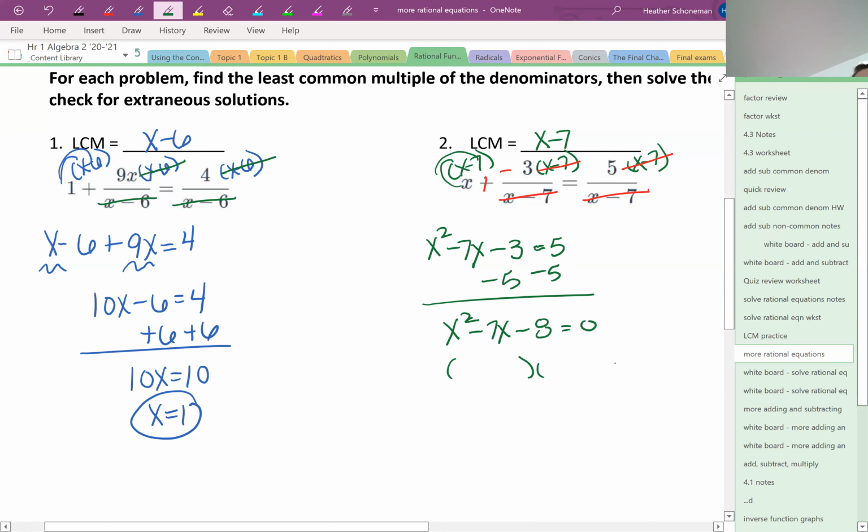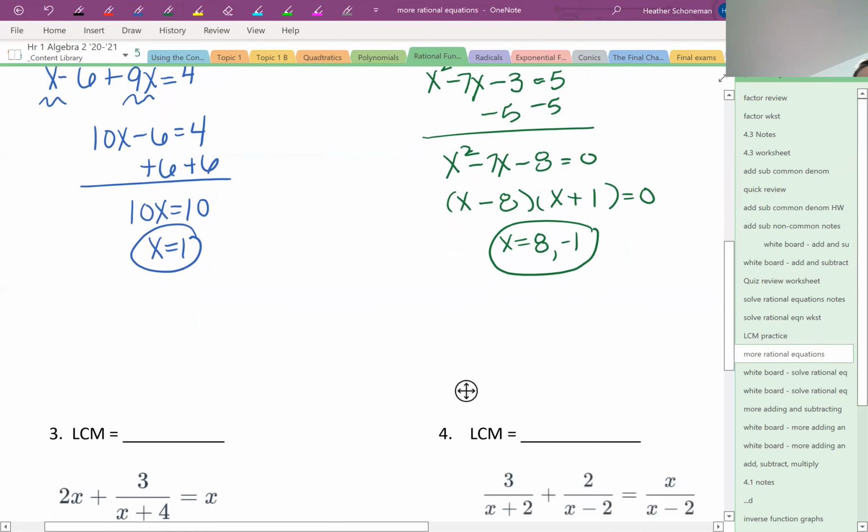So now it's a trinomial with the leading coefficient of 1. So I'm going to go straight to my 2 parentheses. The two numbers that multiply to -8 and add to -7 would be -8 and +1. So when I solve, I get 8 and -1. And now I need to check. If I plug in 8, 8 minus 7 is 1. If I plug in -1, -1 minus 7 is -8. Both things are fine because they're not 0.